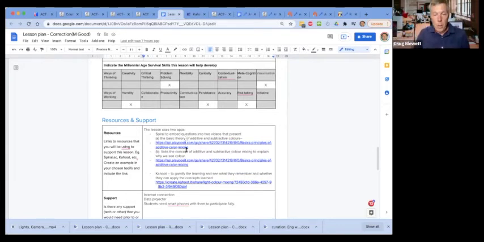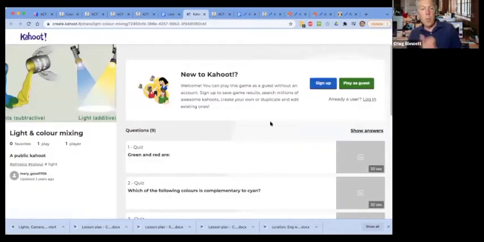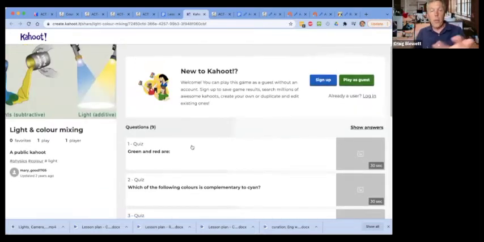So for example, you'll see there are some links to a great tool called PlayPosit, which is explained in the lessons. Kahoot, many of you will be aware of, but let me just show you. I've opened it already. For this one, they created a Kahoot around light and color mixing. You can actually play as a guest, or you could copy it and reuse it as your own if you were doing a similar sort of thing.